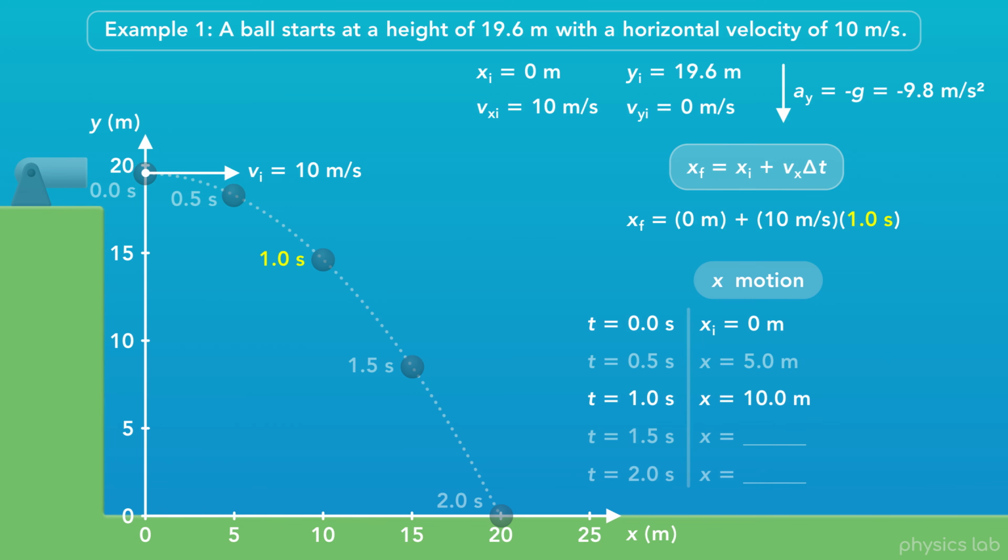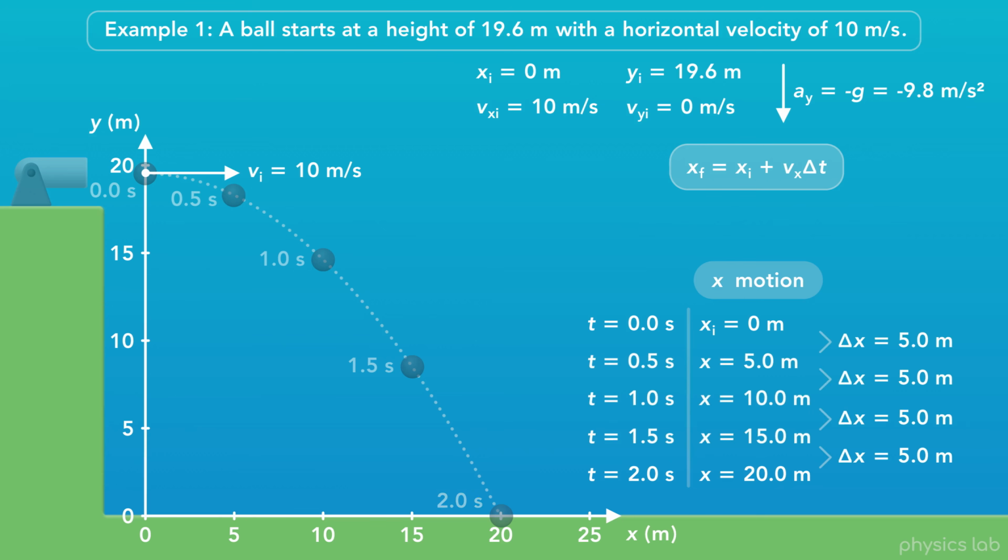At 1 second, the x position is 10 meters. At 1.5 seconds, it's 15 meters, and at 2 seconds, it's 20 meters. Notice how the x displacement is the same for each interval because the x velocity is constant. The ball moves 5 meters to the right every half second.